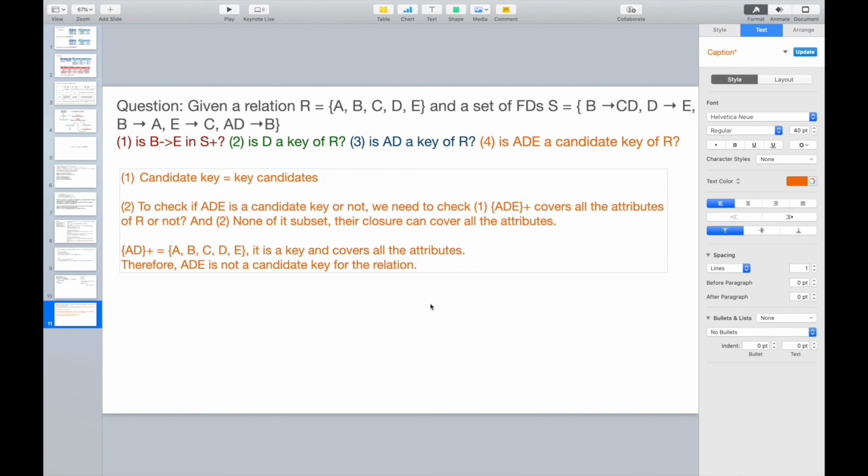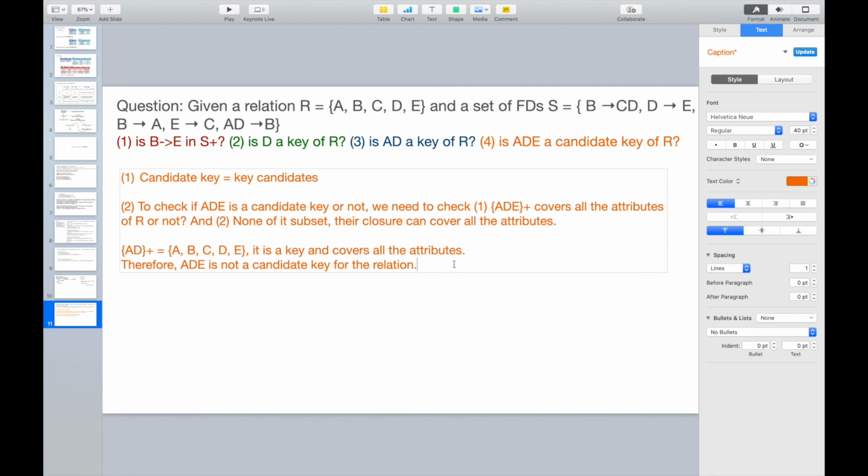right? So I mean, if you follow the process, you can derive the ADE closure first. I'm sure we can get ADE closure equals to A, B, C, D, E, right? Covers all the attributes, because AD can already imply all attributes, not to mention ADE. And then the second condition, we will check none of its subset their closure can cover all the attributes. However, we can find one counterexample, AD, right? Its closure can cover all the attributes and it's the key according to problem 3. Therefore, we can conclude ADE is not a candidate key for the relation in the problem 4.